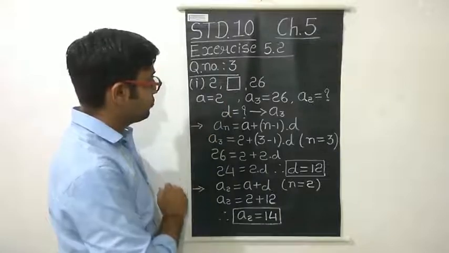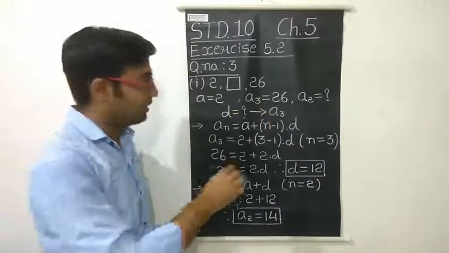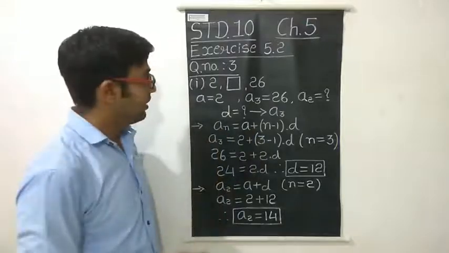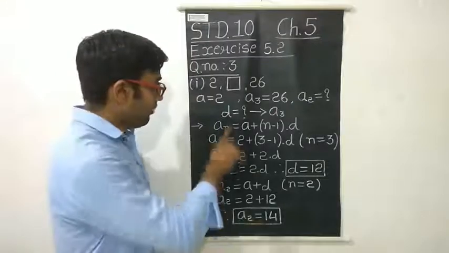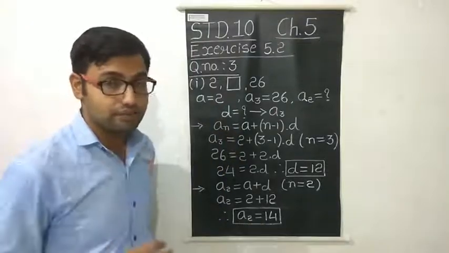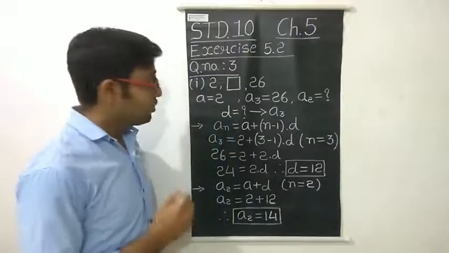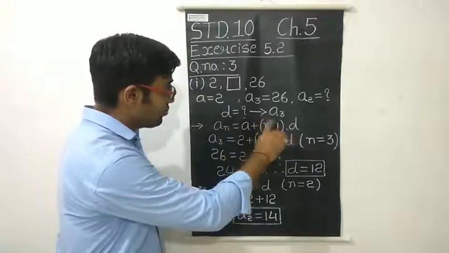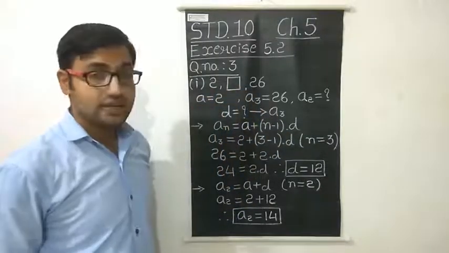Okay, so now let us see what is given. The first term is equal to 2. This is the first, second, third. The third term, that means a3, is equal to 26. And we have to find the value of a2. Currently we do not have d. So how to find the value of d? Because if we know d, we can find the second term. To find d, we can use the third term, whose value is a3.